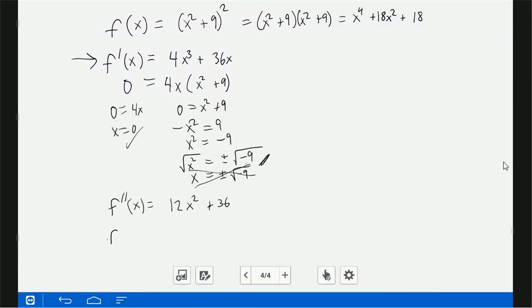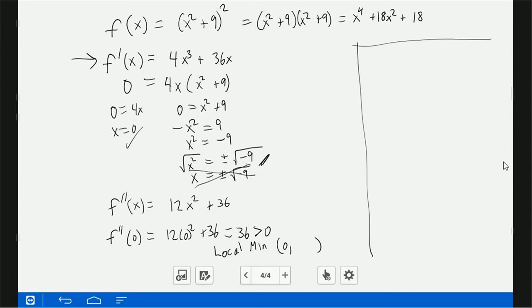Alright, so we plug our critical value into the second derivative. If you do that, you're going to get 36, which is positive. So you have a local min again. That's going to be 0 comma something. All that's left is to get your y value. So I'm going to go back to the original function and plug in my critical value. So that'll be 0 squared plus 9 all squared, which is just going to be 9 squared, which is going to be 81. Okay, so we have a local min there. We don't have any local maxes.